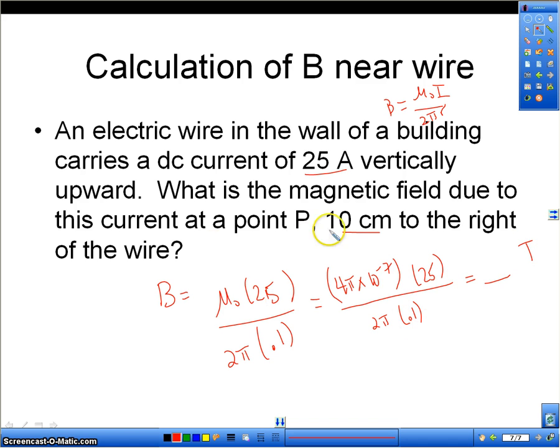The direction of the magnetic field, you'll need to figure that out too. The current is running vertically upward, and you are to the right of the wire. So that means if the current's running upward, if you do the right-hand rule, then the magnetic field on the right-hand side is going to be pointing into the page in that case. So your answer would be however many Tesla this is, pointing into the page is fine. Okay?